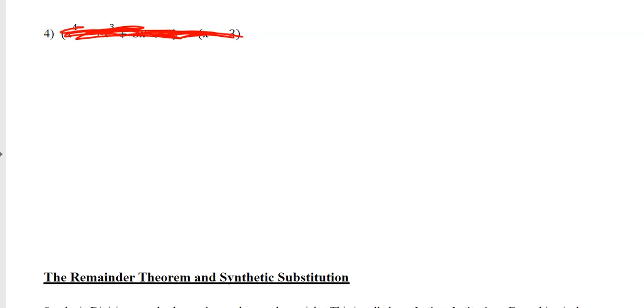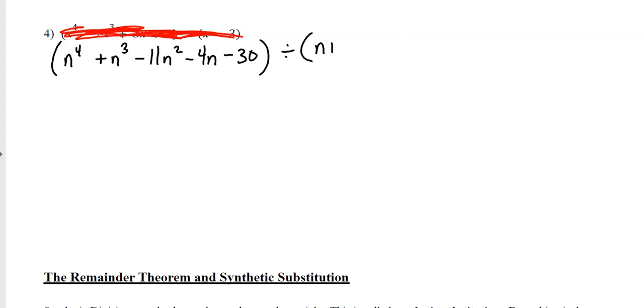All right, so let's replace this with n to the fourth plus n to the third minus 11n squared minus 4n minus 30. So all of that. And I made it nice because it's in standard form and it doesn't have any missing terms. Divided by n plus 4. All right, so we want to use synthetic division.